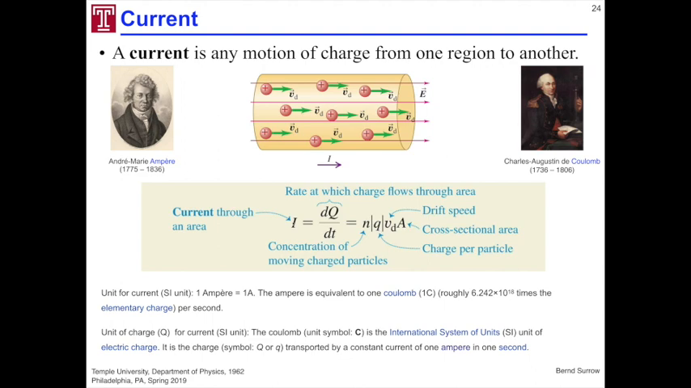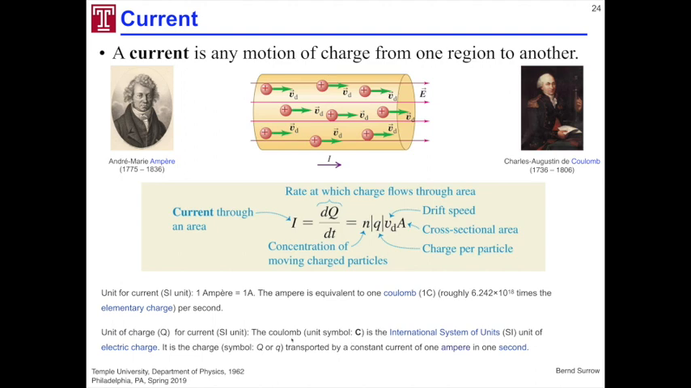Now, what is the unit for the current? The unit for current has been adopted from a very famous French physicist, André-Marie Ampère. He was born in 1775, died in 1836. The ampere is equivalent to 1 coulomb per second. Now, the coulomb is the international unit of the electric charge. It is the charge transported by a constant current of 1 ampere in 1 second. This is how a coulomb is defined.